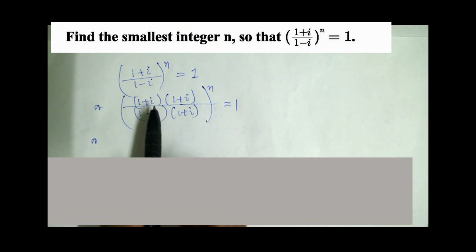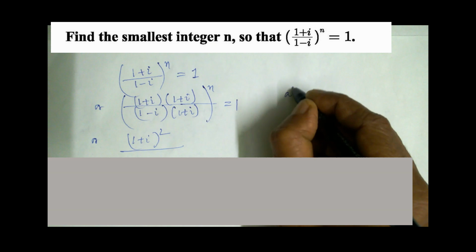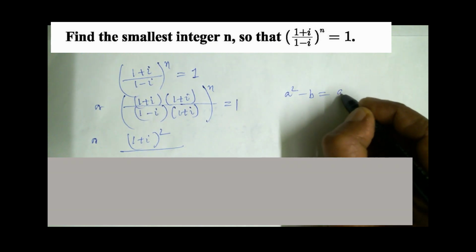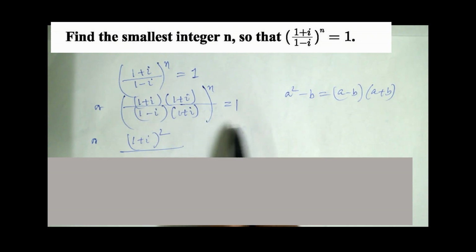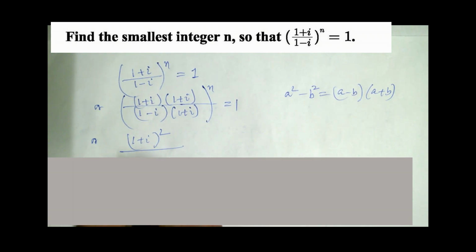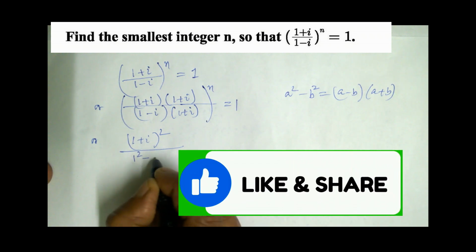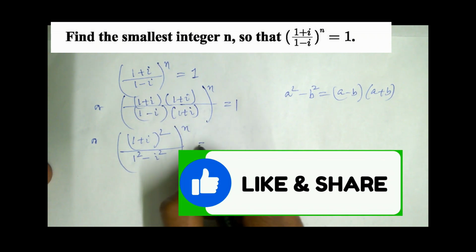What will be the numerator? (1 + i) into (1 + i), that means (1 + i) whole square. And in the denominator, we use the formula (a - b)(a + b). What is the formula? a square minus b square. Here it shows a square minus b square is equal to (a - b)(a + b), but conversely, (a - b)(a + b) is equal to a square minus b square. So a means 1 square, b means i square, whole to the power n, is equal to 1.